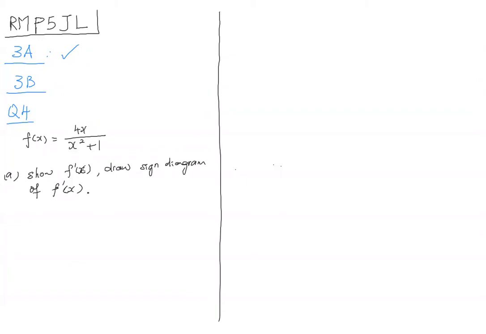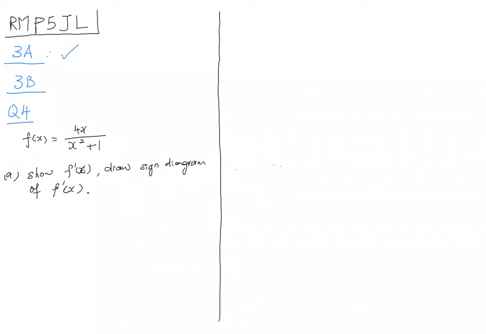To find where the graph is increasing or decreasing. Yes, I know, definitely. But why do I say part A will help you to find part B? What are the things that you know? Because of the sign diagram. Yeah, because of the sign diagram. So what?